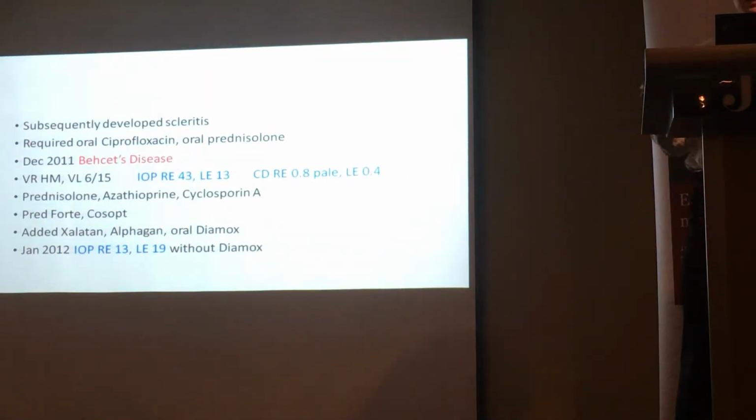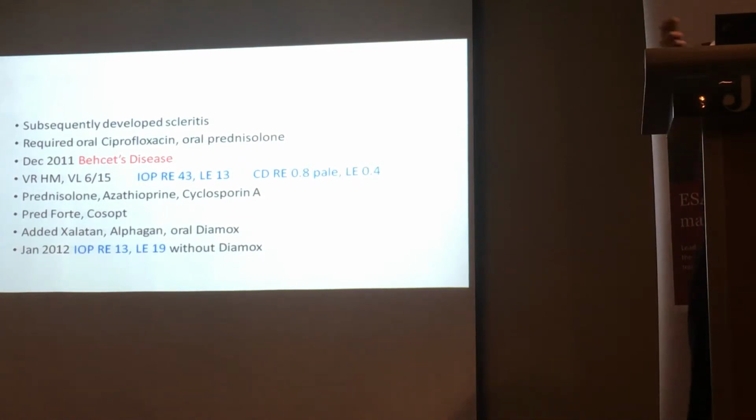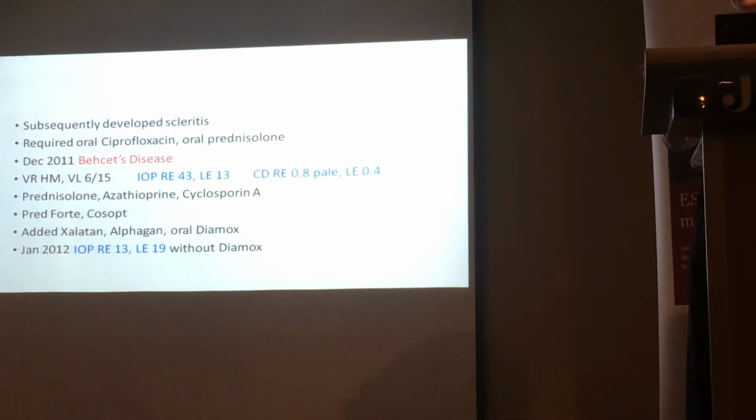So he subsequently developed scleritis, and he was being treated by the uveitis team who was looking after him with oral ciprofloxacin and oral prednisolone, and several months later they diagnosed this as being Behçet's disease. So by that time his vision is hand movements and 6/15, right eye pressure is 43, left eye is 13, his CD ratio is 0.9 and pale, the left eye is 0.4, and he's on all of these medications.